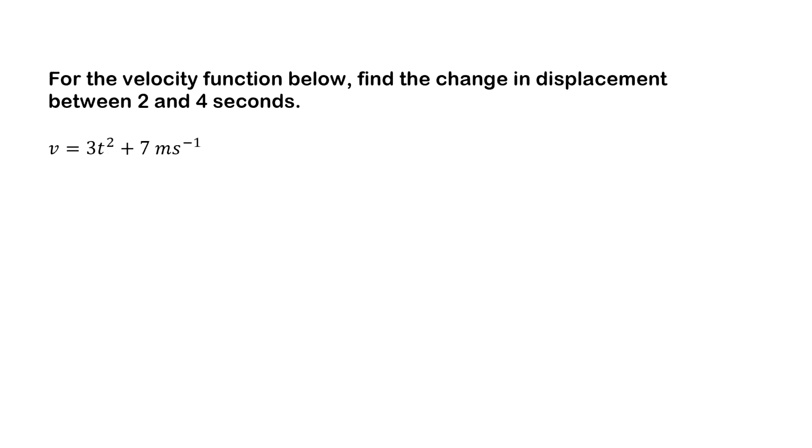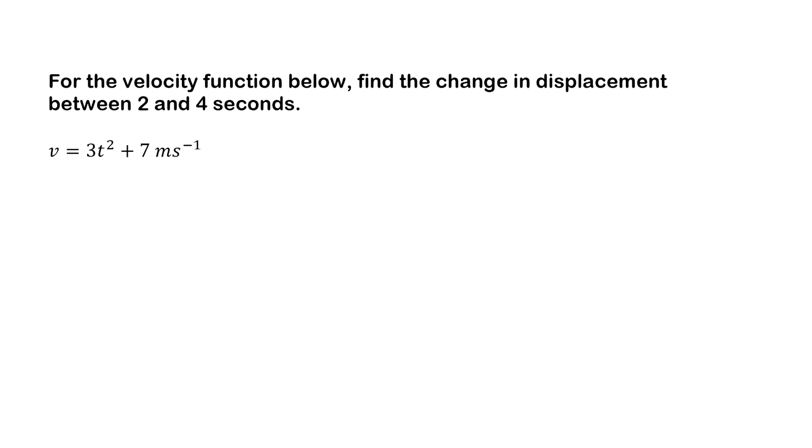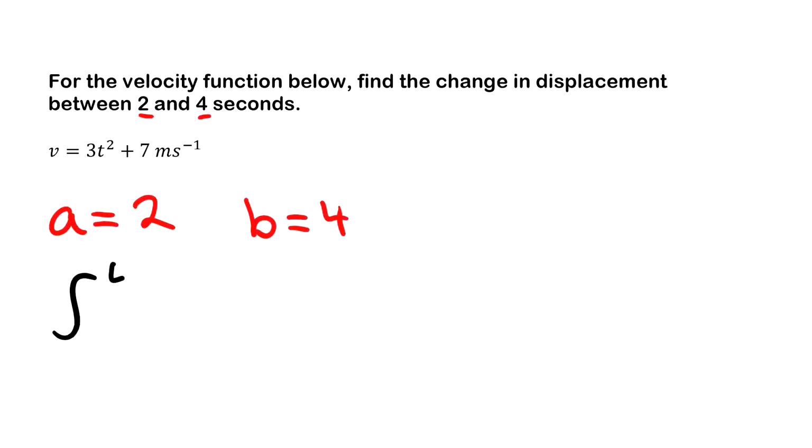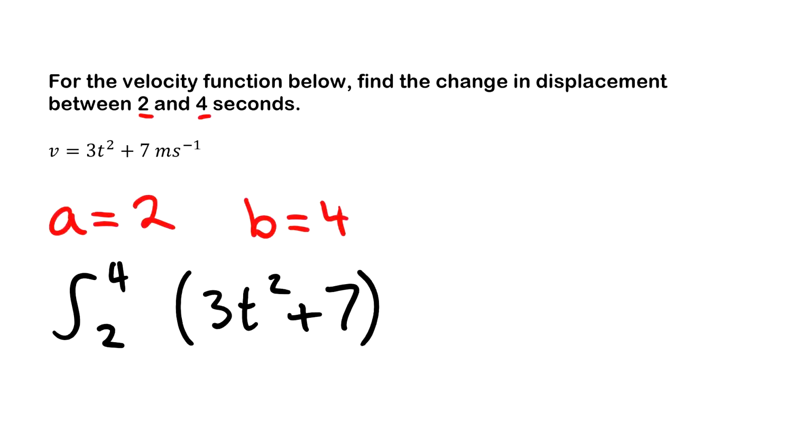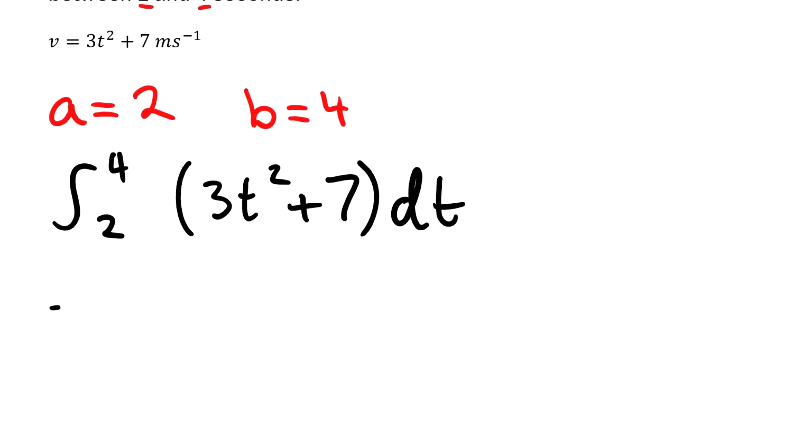Now we'll look at something that comes across a little bit more often. So we've got a velocity function and we need to find the displacement between 2 and 4 seconds. Alright, so we need to convert this into a definite integral. We know it's between 2 and 4, and the lower number will be our a, so a equals 2 and b equals 4. So I can write that we're trying to find the integral between 2 and 4 of 3t squared plus 7, and then because we're dealing with t's here rather than x's, instead of writing dx at the end, we write dt.